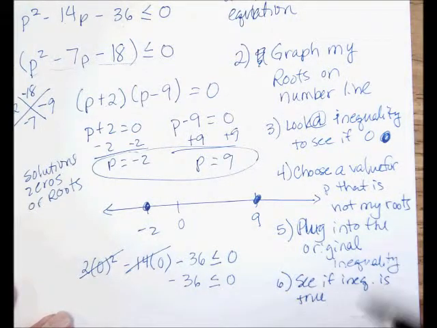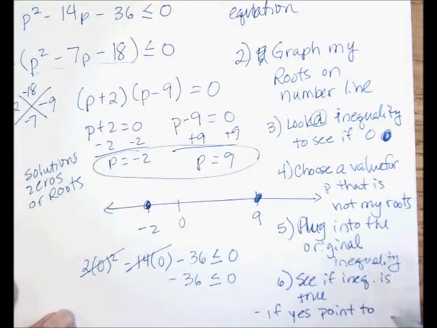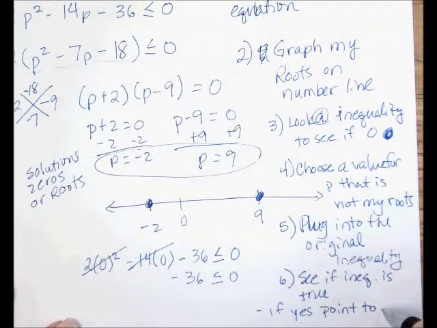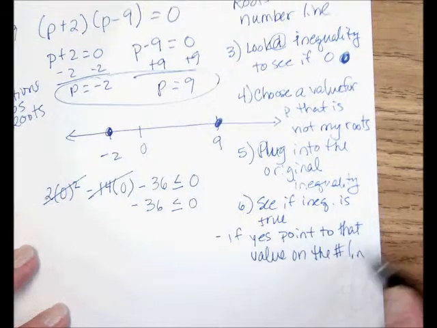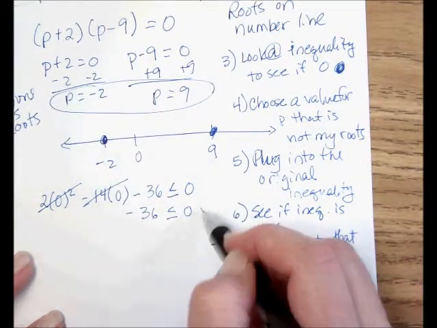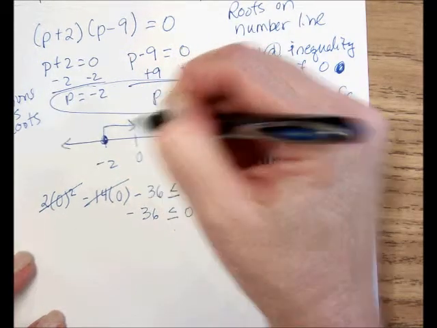And at this point, I say, if yes, point to that value on the number line, and I'll describe that. So for instance, since it was yes, then I go from 2 and I point to the 0.